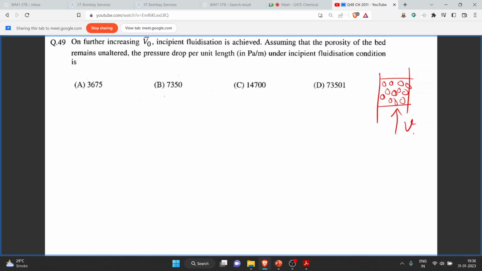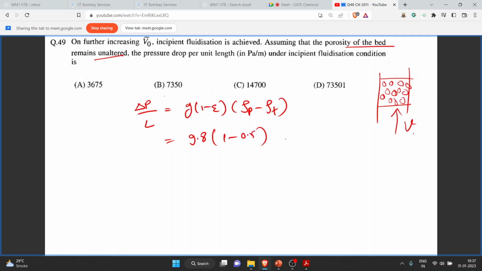So at this incipient fluidization condition, we can write the pressure drop across this bed of length L as delta P by L is equal to g (1 minus epsilon)(rho p minus rho f). We can again replace all the values. g we were given as 9.8, epsilon, the porosity of the bed remains unaltered. So earlier it was 0.5, so now also it will be 0.5. The density of the particles we were given as 2500. The density of the fluid we were given as 1000.